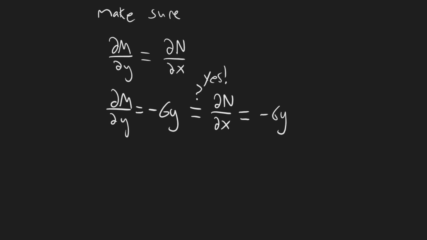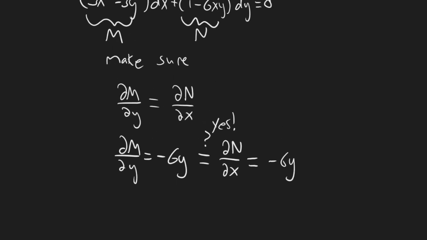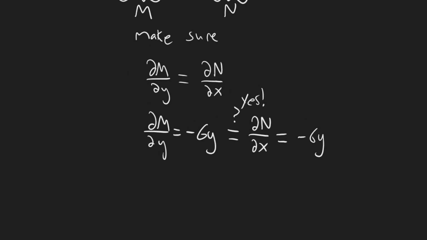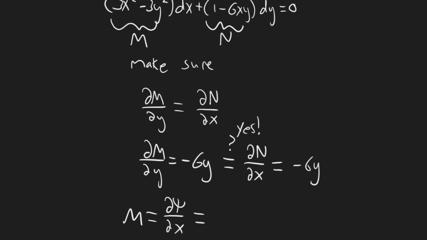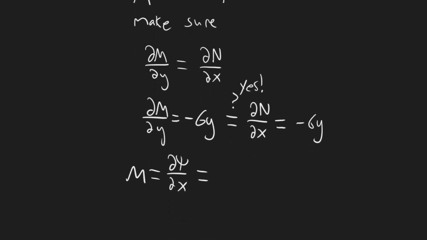But we've made sure that it's exact, so now we actually need to solve for the implicit final solution of this ODE. To do that, we're going to start with the idea that M equals partial psi, partial x. And we know what M is, right? In this case, it's 3x squared minus 3y squared.